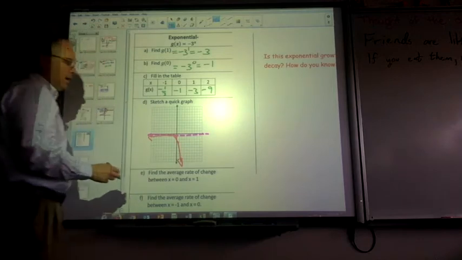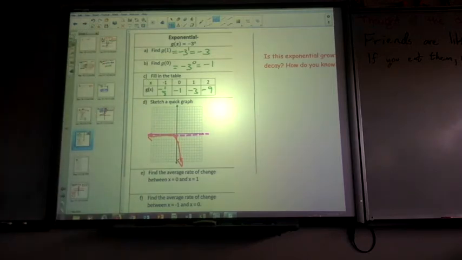So that's what my exponential function looks like. Is that growth or decay? Growth. Why is that? It's going away from the asymptote. As I go to the right, I go away from the asymptote. That's a good call. Okay?